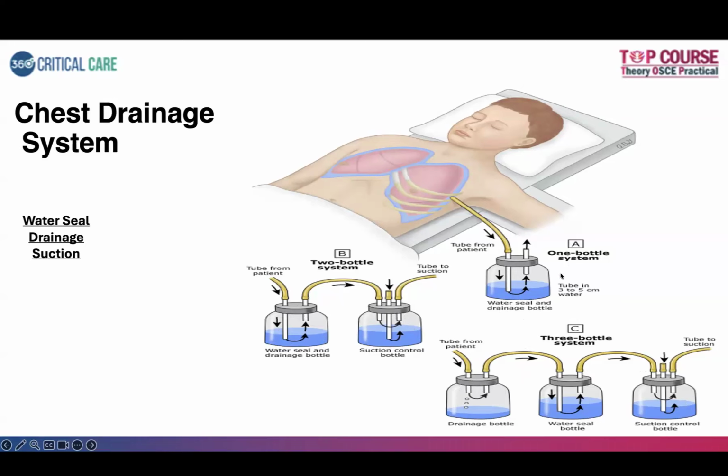So this one bottle, two bottle, and three bottle system is very important to be remembered. So one bottle is for water seal and drainage, two bottles for water seal and drainage as in one bottle, and the other one for suction control. And in three bottle, the first is for drainage, the second is for water seal, and the third is for suction control.